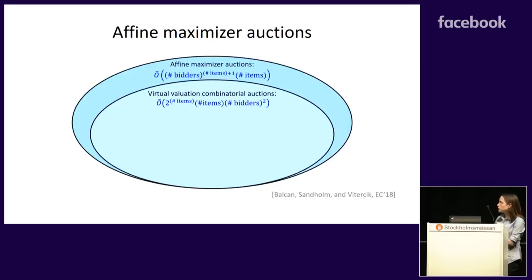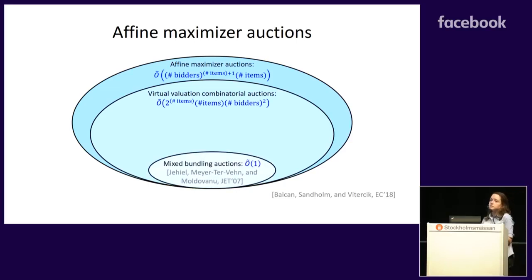Okay. So going back to affine maximizer auctions, which Tuomas talked about in his part of the tutorial, we can also apply our general theorem to give pseudo-dimension bounds for affine maximizer auctions. And as you might remember, affine maximizer auctions are pretty complex, and so it shouldn't be a surprise that our pseudo-dimension bounds are pretty large. So here's our bound for affine maximizer auctions, here's our bound for virtual valuation combinatorial auctions. And there are also subclasses where we get better pseudo-dimension bounds, subclasses that have been studied previously in economics.